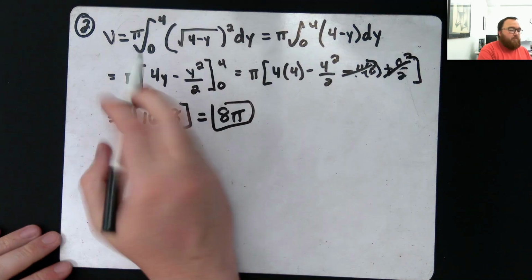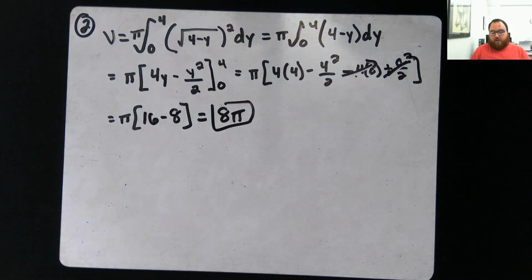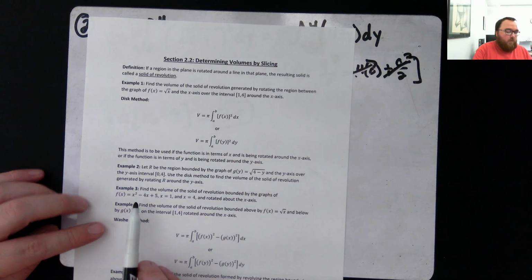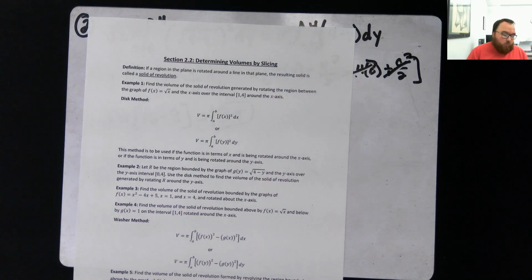Once again, it's just pi r squared, where r is the function. Let's do example number 3. Find the volume of the solid of revolution bounded by the graphs of f of x equals x squared minus 4x plus 5, x equals 1, x equals 4, rotated around the x-axis. So again, this is a lot of words. Let's just try to break it down.